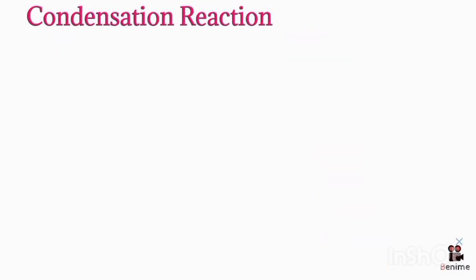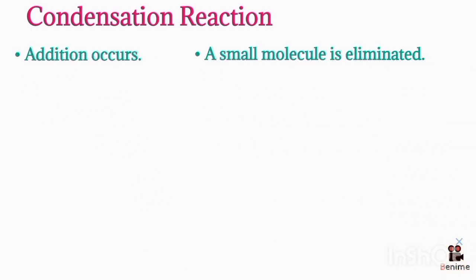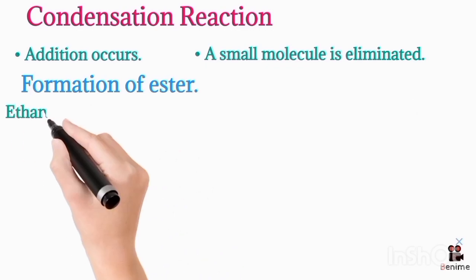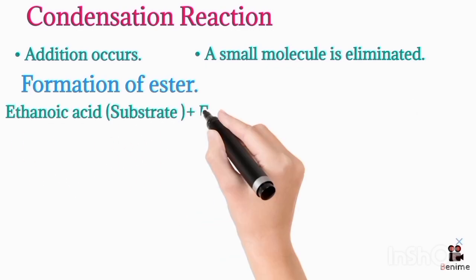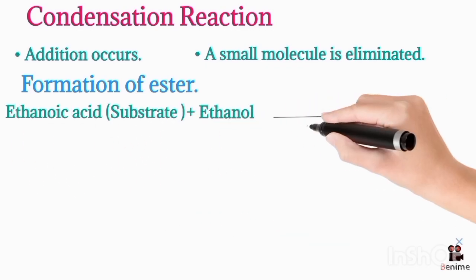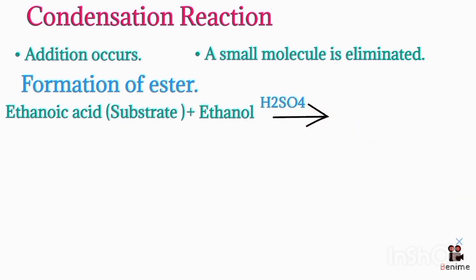Condensation reaction. Condensation reaction involves two processes occurring together. First, addition occurs. Second, a small molecule is eliminated. Usually, the eliminated molecule is water. A common example is formation of ester. In this reaction, ethanoic acid acts as substrate. Ethanol also reacts with it. Sulfuric acid acts as catalyst. The product formed is an ester.